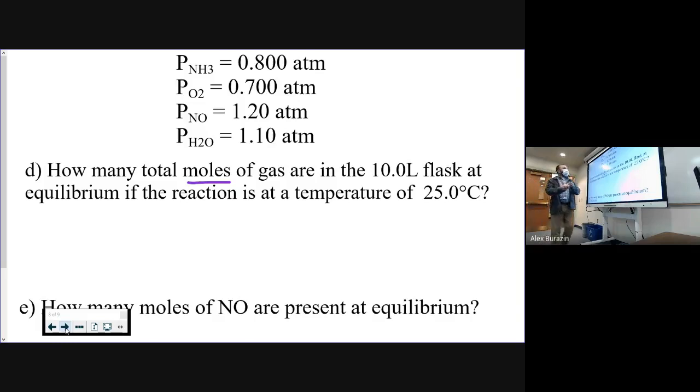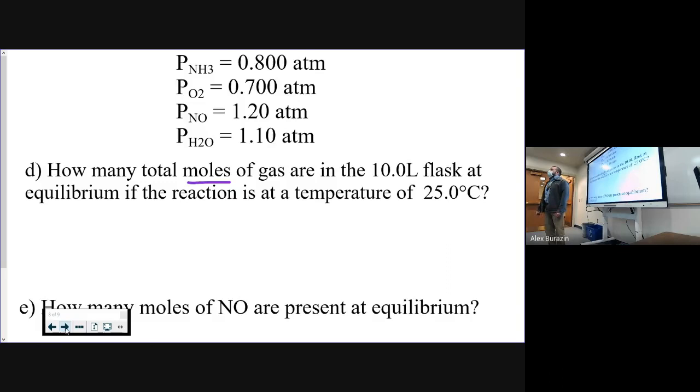Because if I add up all of the partial pressures, I get the total pressure, right? So I know pressure, volume, temperature. And I want to solve for moles. What equation do I need? I need the ideal gas law equation, PV equals nRT. I know 3 of those things. I want to solve for the 4th. Excellent. We can totally do that.